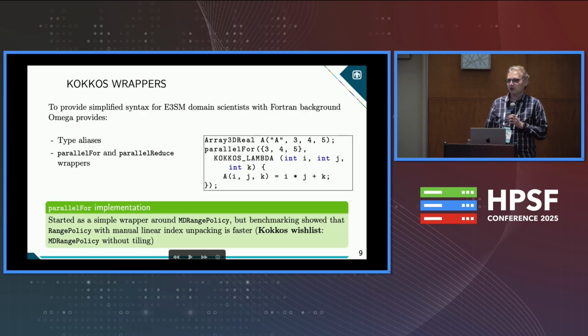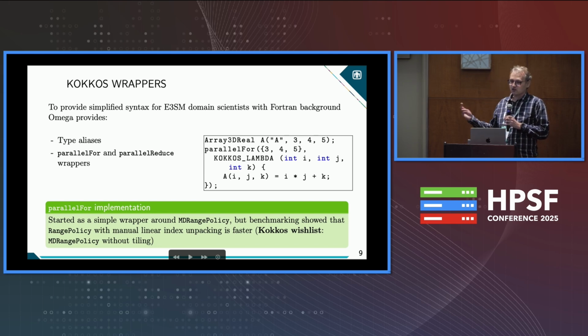As we were developing the framework, we started experimenting with Kokkos. And the first thing that we did is to provide some simplified syntax for E3SM domain scientists, for multidimensional parallel loops, and introduce some type aliases. So we have this parallel_for wrapper, which basically just hides the creation of a Kokkos policy.